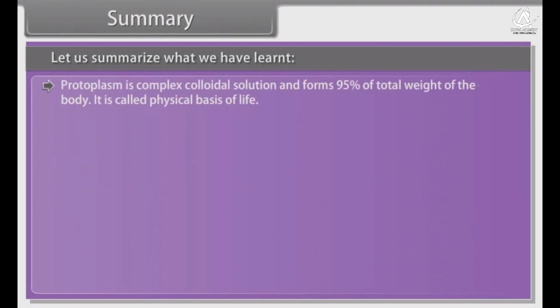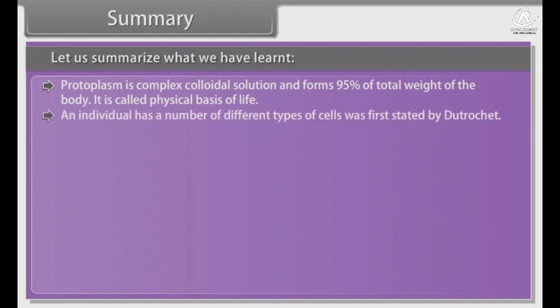Protoplasm is a complex colloidal solution and forms 95% of total weight of the body. It is called physical basis of life. An individual has a number of different types of cells was first stated by Dutrochet. The cells vary in their shape, size, and activities or functions.